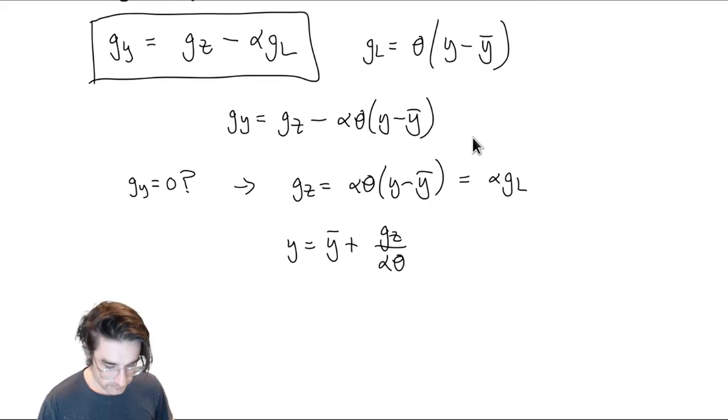I don't know how to put realistic, intuitive numbers on these things. In the world that we live in, gz looks to be around 2%. Maybe alpha is a half, so that's 4%. And I don't know what theta is, because that depends on how fast the population grows. And I haven't said anything about what y bar is or what units we're even talking about. So we're still in kind of fantasy land here.